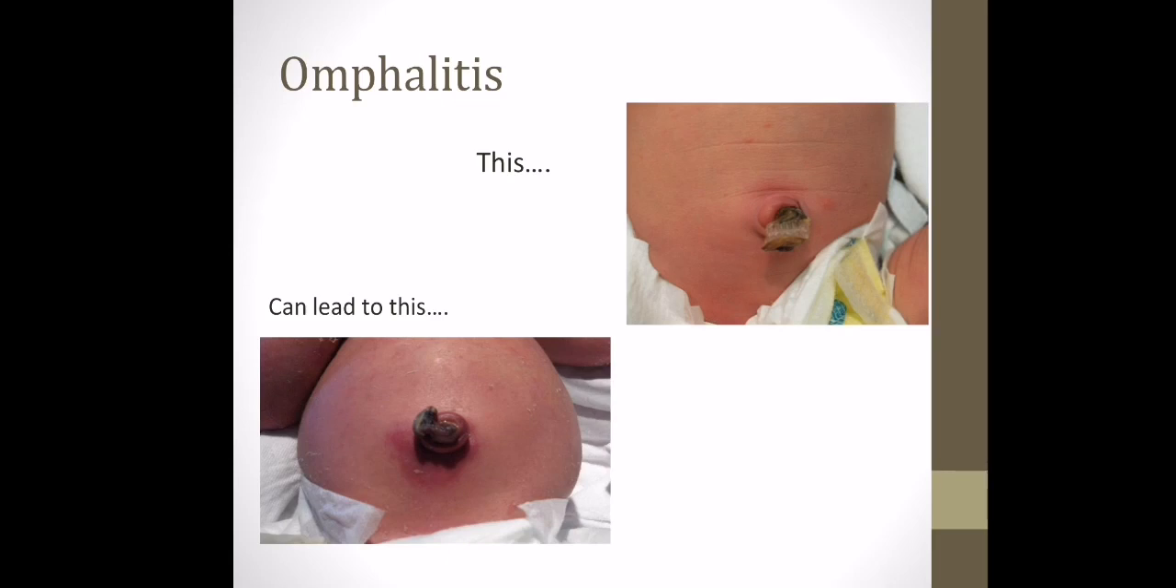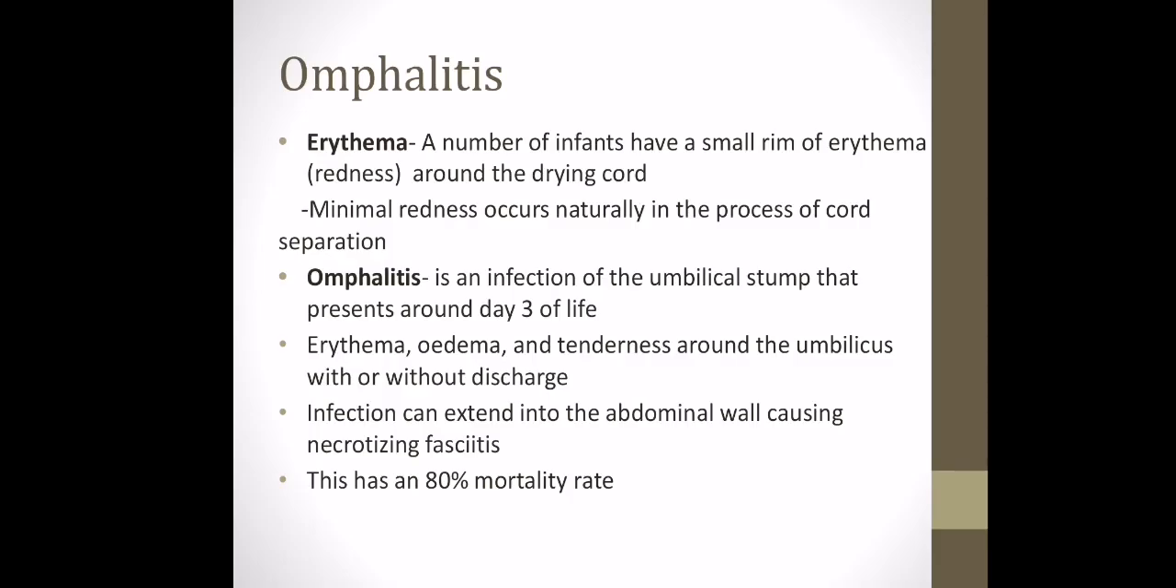So we might have all seen kind of redness around a cord, a baby's umbilical cord, which is normal to some extent. However, we need to keep an eye on it because it could lead to omphalitis, which is in the second picture. Normal erythema is seen just a small rim sometimes around the drying cord, and this is kind of a natural process in cord separation.